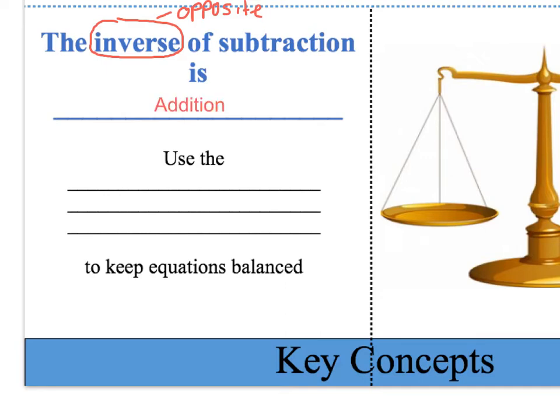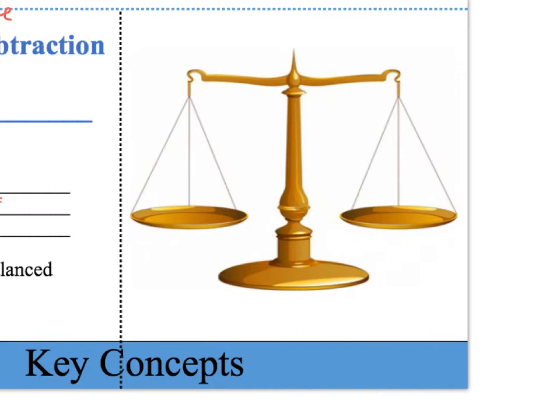And whenever we solve equations, the overall goal is to isolate the variable. But in order to isolate the variable, we need to use the addition property of equality to keep equations balanced. So let's talk about the concept of balancing. We can assume that the center of our scale is the equal sign, or we call it the fulcrum.